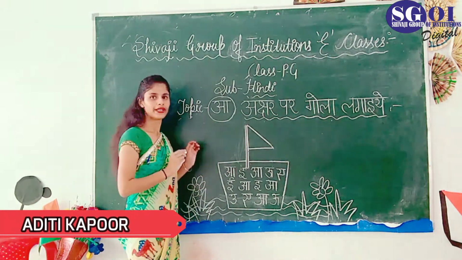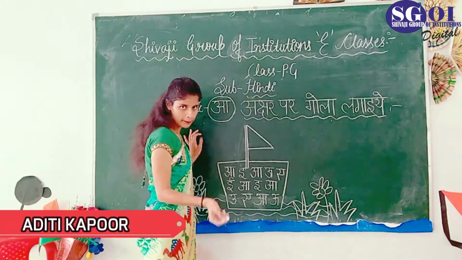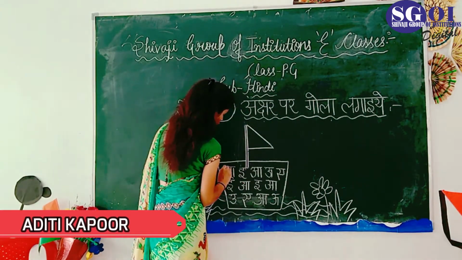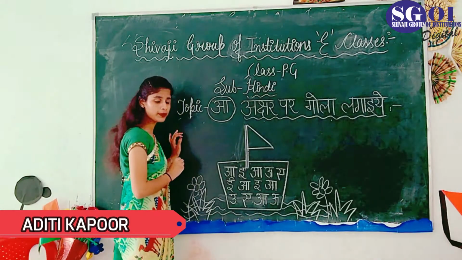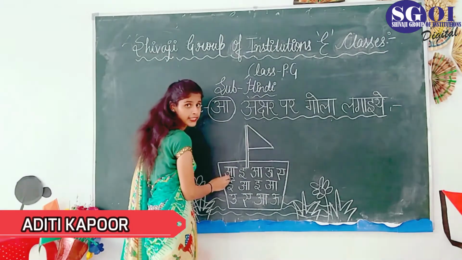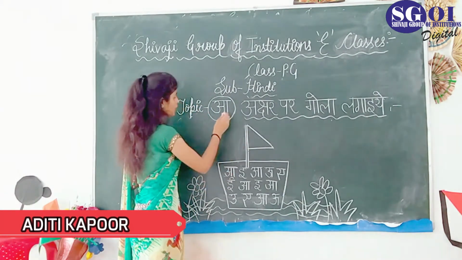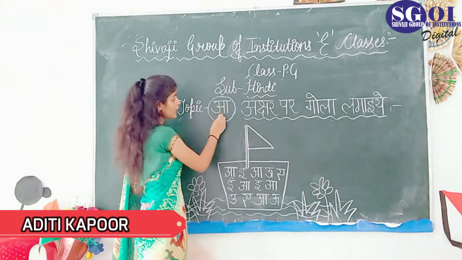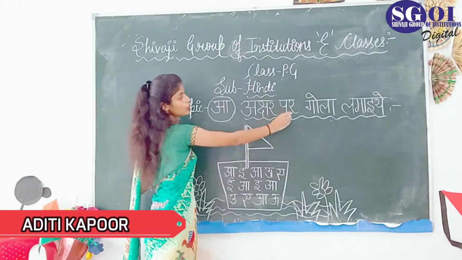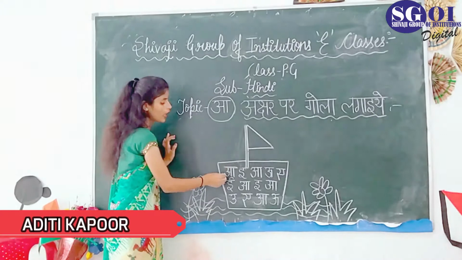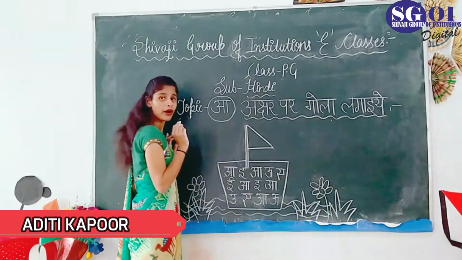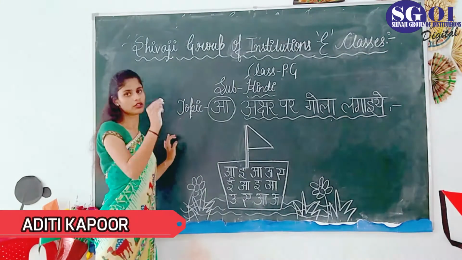ओके? So let's start. Firstly, hold the pencil in your hand and get started. Find with me. बड़े आ से आम. टॉपिक क्या है हमारा? बड़े आ से अक्षर पर गोला लगाइए. So हम वही करेंगे. हमें इसमें जिस लाइन में बड़ा आ मिलेगा हम उस पे ऐसे सर्कल मार्क करेंगे.